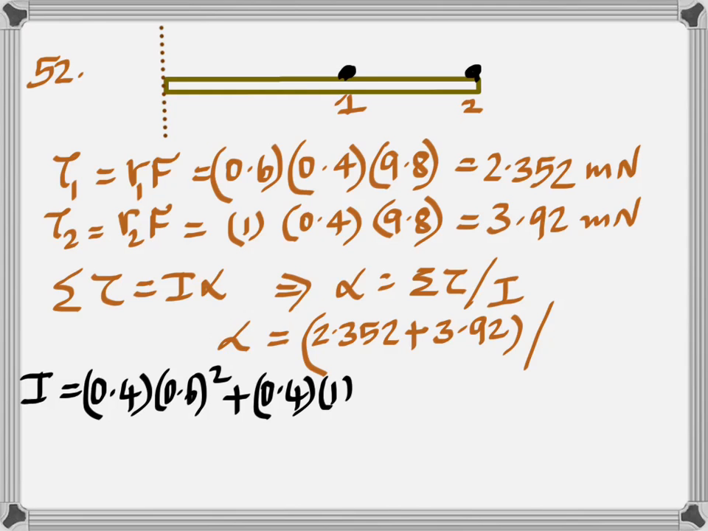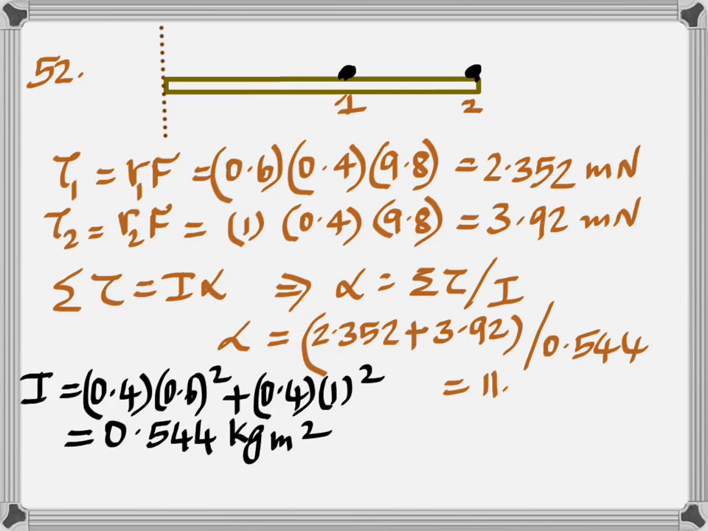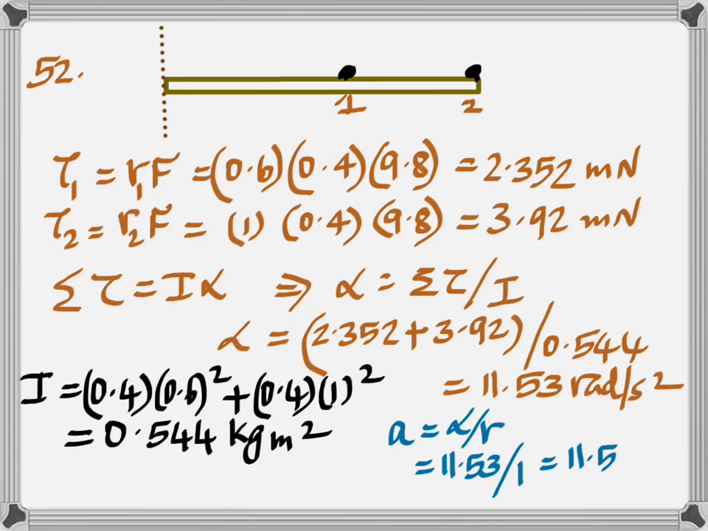Each one is a particle, so moment of inertia is mr squared. So add up their moments of inertia. When you get that, plug it back there and find the answer. And then since you have to find a, go back to a is alpha by R.